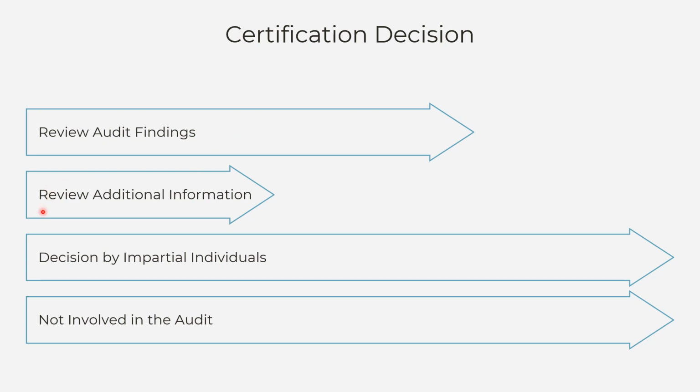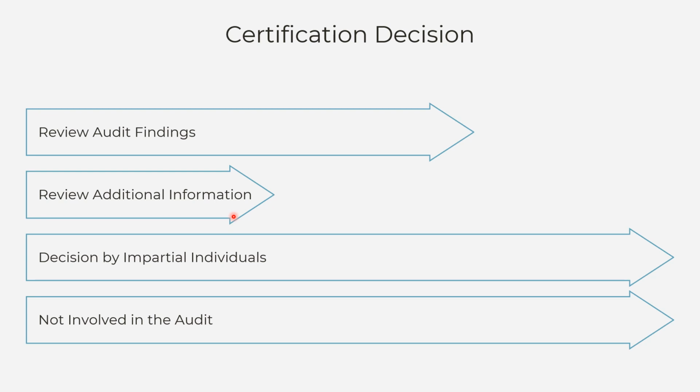Often there may be additional context or data that wasn't available during the audit or that has been provided after the closing meeting. This could include corrective action plans or further evidence of compliance. This step ensures that all relevant information is considered before making a decision.